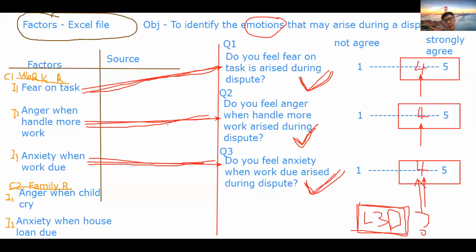Survey from other population, same, because your questions are set like this. You ask 10 people, you ask 100 people, you ask 1,000 people, the pattern is the same. The pattern is still 4 at all with the same mean.